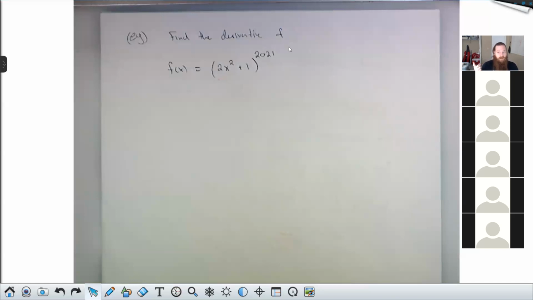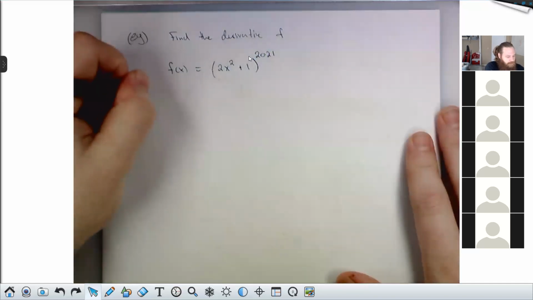Option 1, the suckiest. Multiply 2x squared plus 1 by itself 2021 times. In other words, FOIL it out. FOIL it out 2021 times, meaning you multiply this thing by itself, you FOIL it once, and then you distribute another copy of this over that, and then you distribute another copy of this over that result, and you keep going until you've done that 2021 times. And you don't make any mistakes. And then you use the power rule.